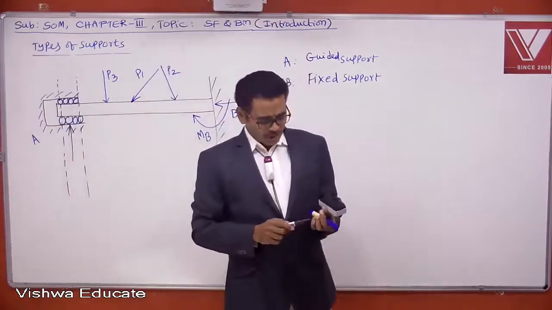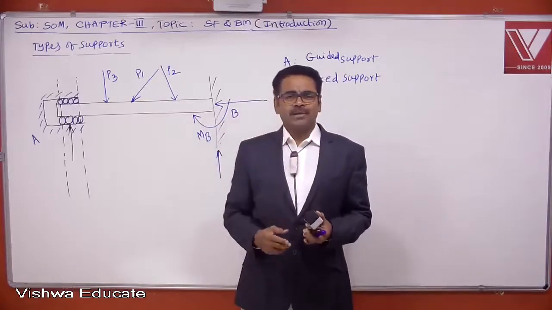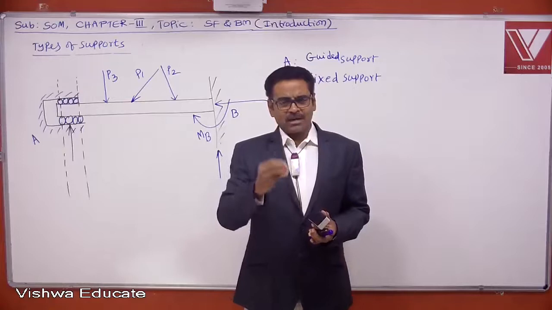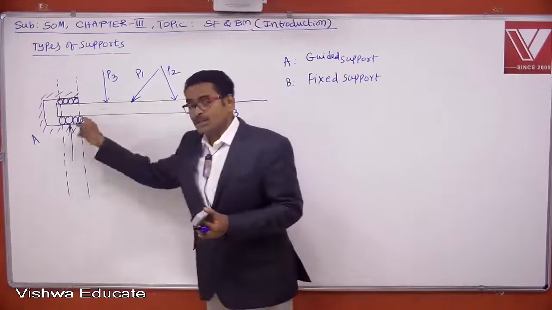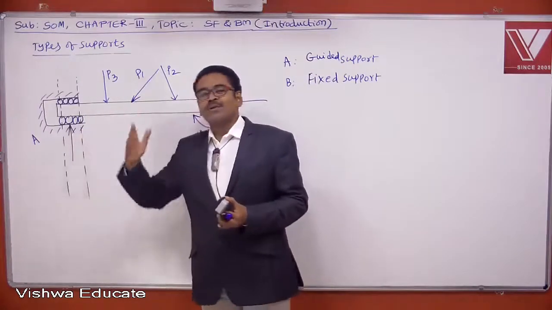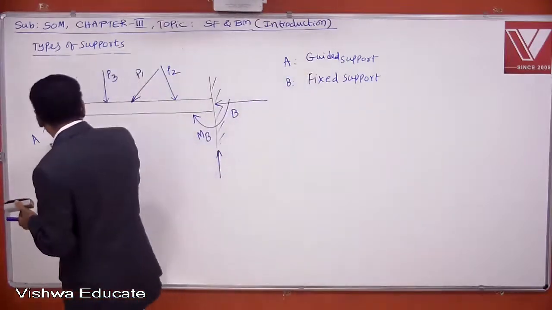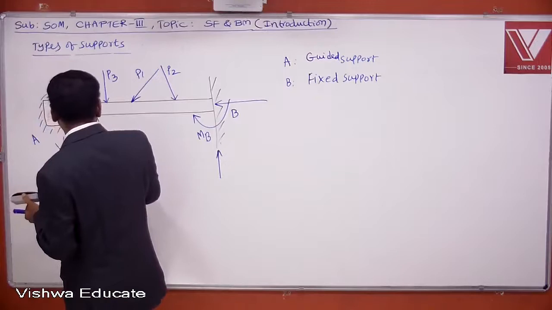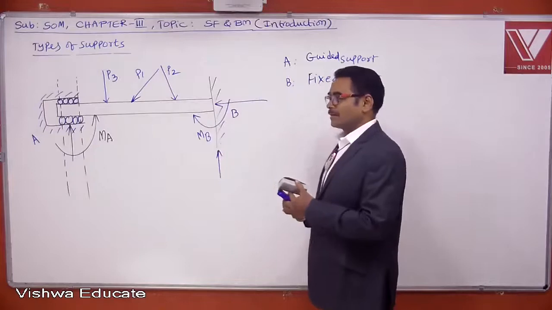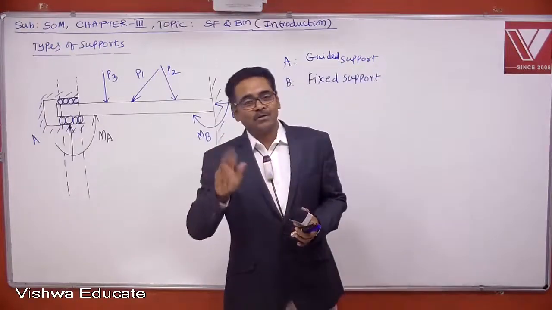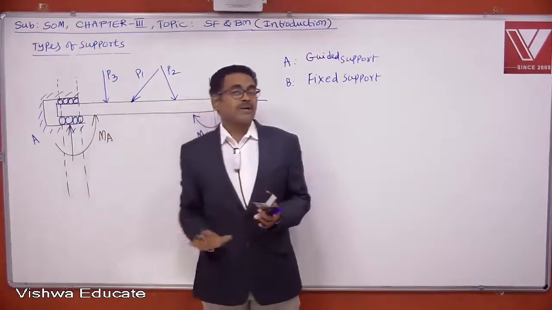So the guided support is resisting rotation of the beam. About the guided support, the beam cannot have any slope or any rotation. Since it is resisting slope, a reactive moment will be induced like this. I may call this reactive moment MA. So what is the maximum number of reactions about guided support? There shall be two reactions: one reactive force, one reactive moment. So write it down.